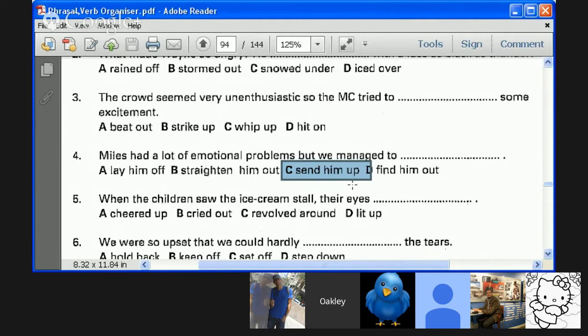This is sort of odd. If you send someone up, you satirize them. You make fun of them. Sometimes there's a movie that's a satire. It's a send-up of another famous movie. Okay, so we're definitely not going to satirize him. Or of course, you send someone up, you promote them as well.